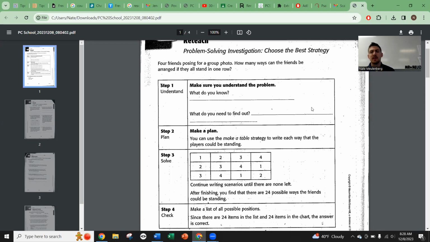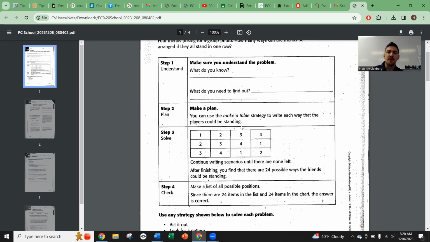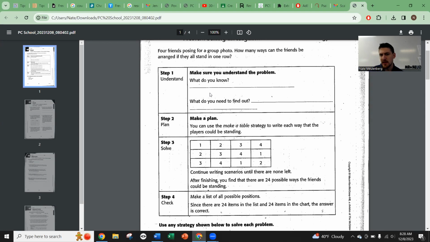Four friends posing for a group photo. How many ways can the friends be arranged if they all stand in one row? Step one, understand. Make sure you understand the problem. So basically, for all these word problems, you're always trying to figure out these things. What do you know? Mayel and Mariah, what do we know from what we read so far?